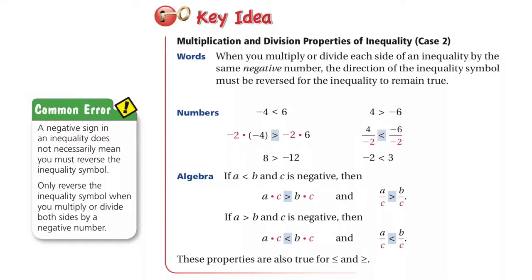We only do that when we multiply both sides by a negative number, or divide both sides by a negative number. One thing that'll trip kids up is when you subtract the same number from both sides, it kind of looks like it's a negative on each side, but it's only if you multiply or divide by a negative number on each side. So let's take a look at their examples.